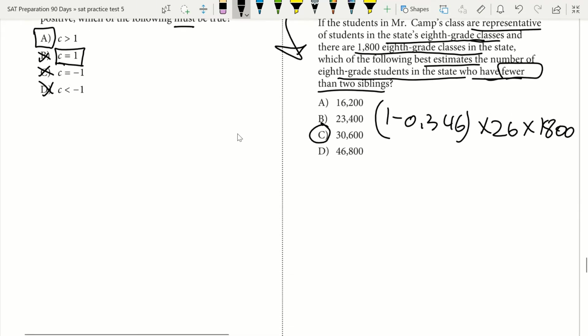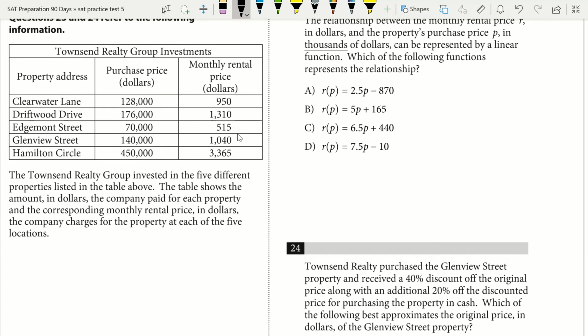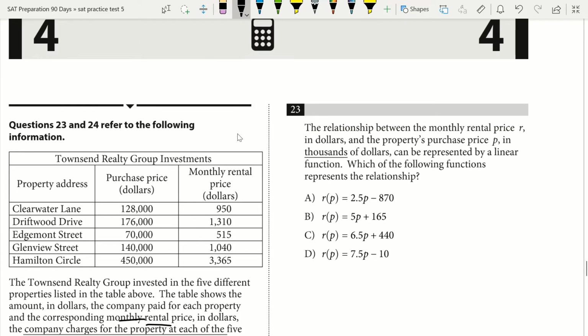Now we can go ahead and move on to question 23. Okay, they're referring to a table. We've got a Townsend Realty Group investing in 5 different properties. The table shows the amount in dollars the company paid for each property and the corresponding monthly rental price in dollars the company charges for the property at 5 locations. I'm told the relationship between the monthly rental price and the property's purchase price in thousands of dollars, pay attention to that, can be represented by a linear function. What best represents the relationship?